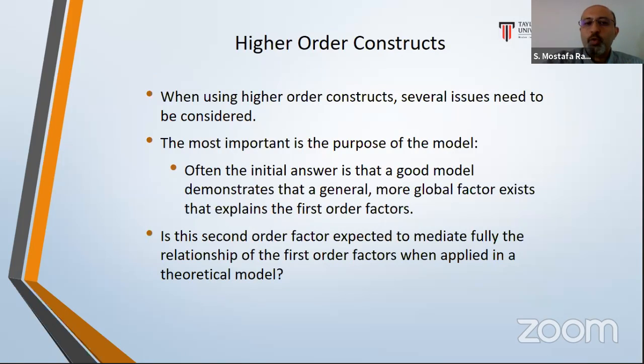Actually, we use a higher order construct or second order construct in a situation where, in our framework and model, we have a latent variable with some dimensions, in simple words. So if our latent variable, our construct, includes some dimensions, and our framework includes this type of construct, then we have a higher order construct.